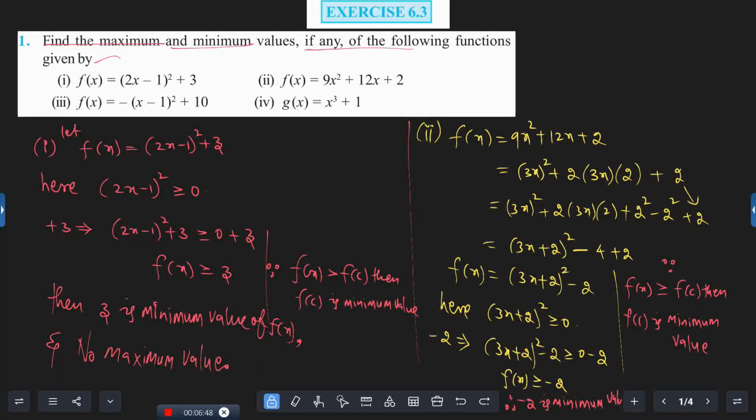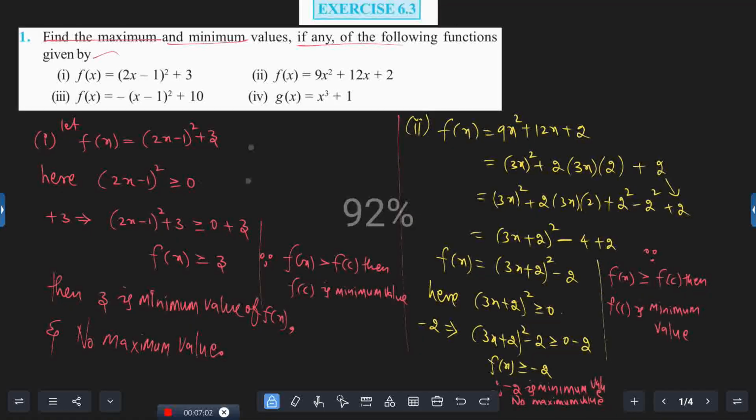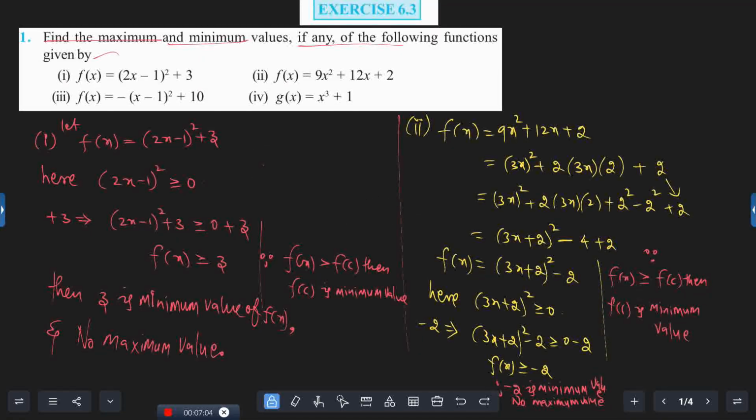Minimum value. But what about maximum value? No maximum value. Understand? No maximum value you can say. That's it. This is the second question.